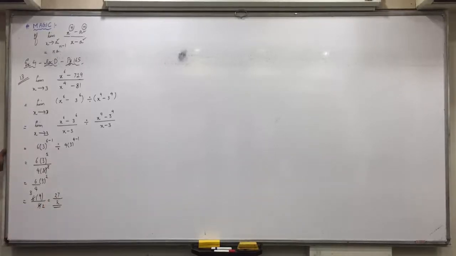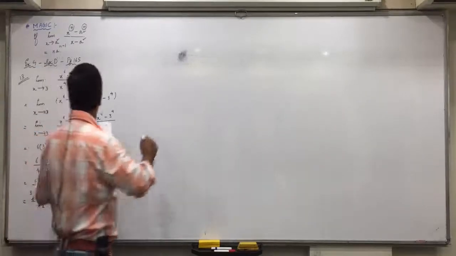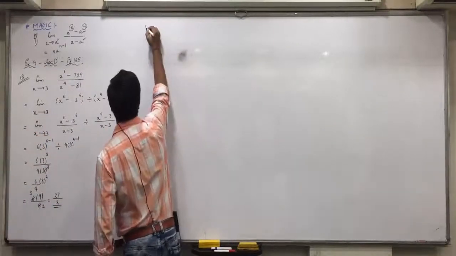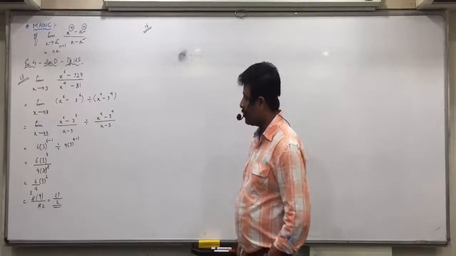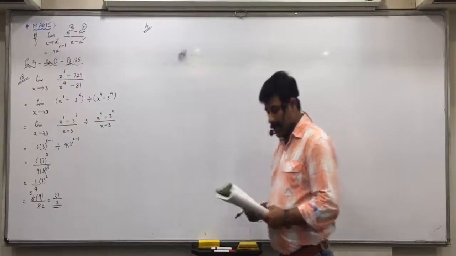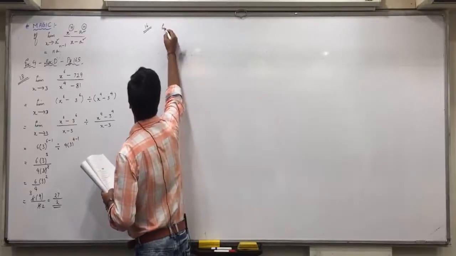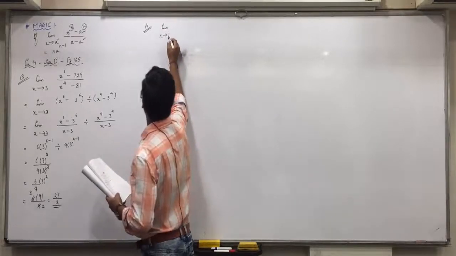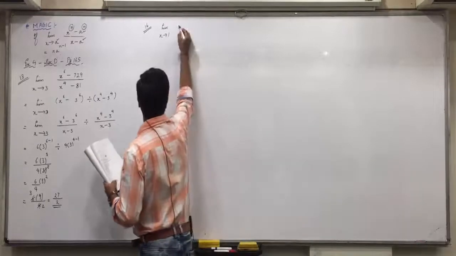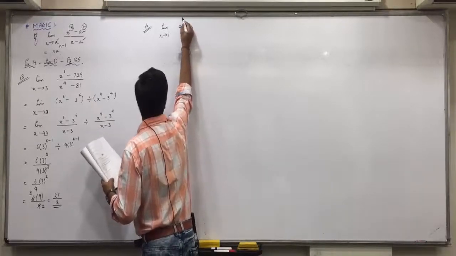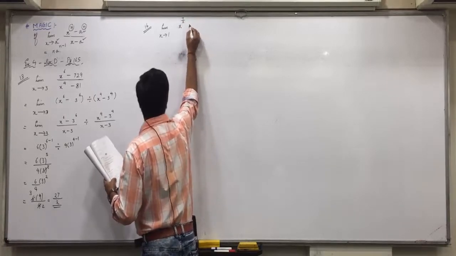Did you all understand this? Any doubt up till here? Now, question 16. Limit x tends to 1, x raised to 7 by 2.